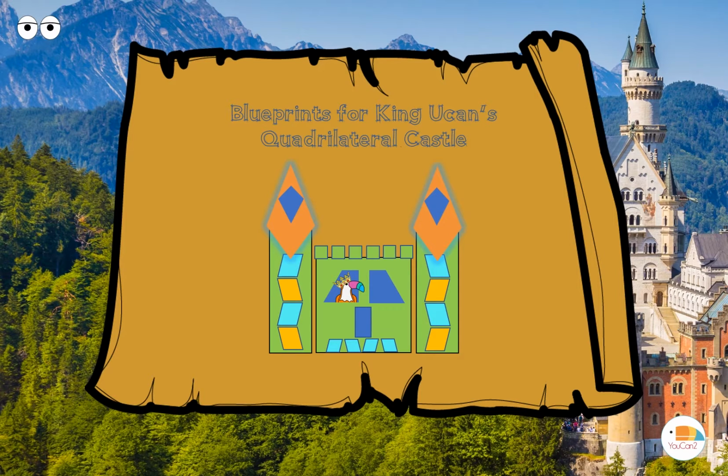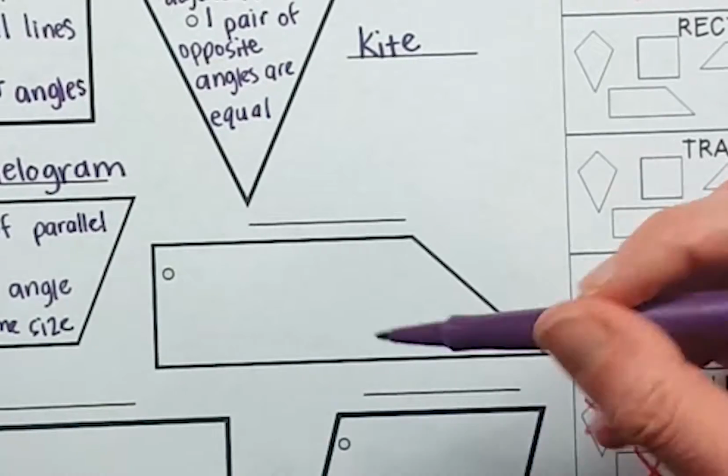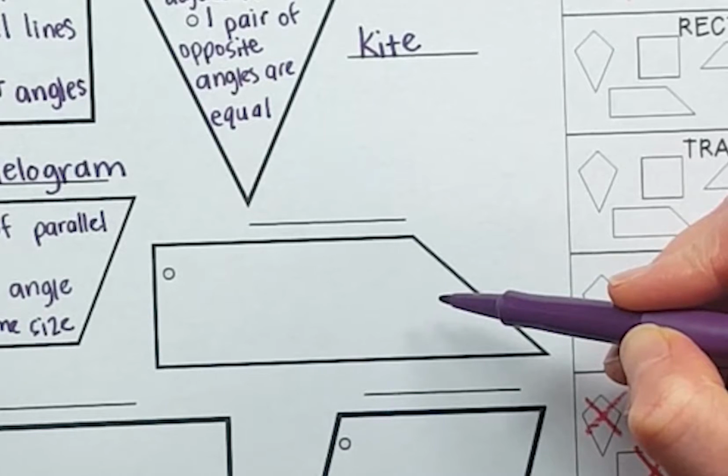Ucan, looking good in there. You're not going to want to keep it for yourself, are you? Let's take a look at this shape. What are we noticing about it?